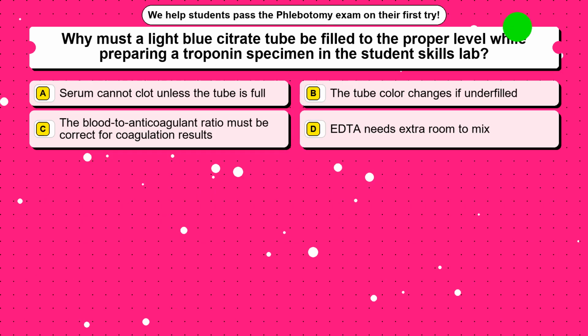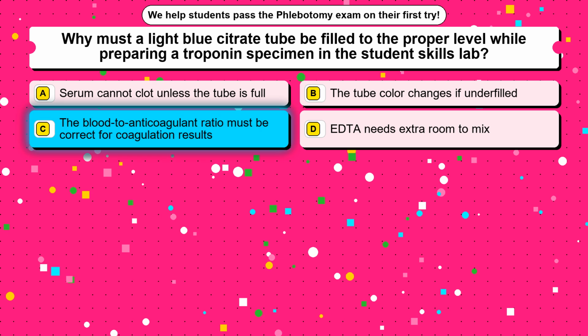Question 43. Why must a light blue citrate tube be filled to the proper level while preparing a troponin specimen in the student skills lab? Option A, serum cannot clot unless the tube is full. Option B, the tube color changes if underfilled. Option C, the blood to anticoagulant ratio must be correct for coagulation results. Option D, EDTA needs extra room to mix.